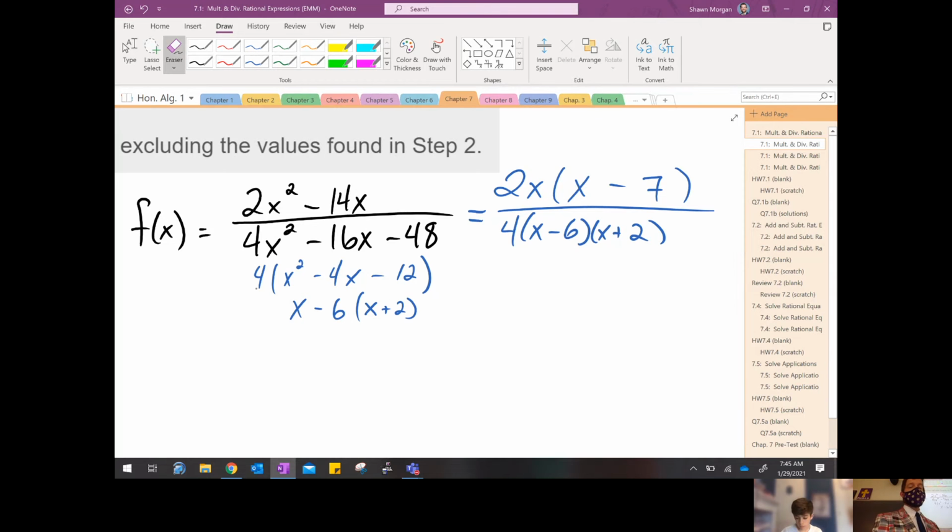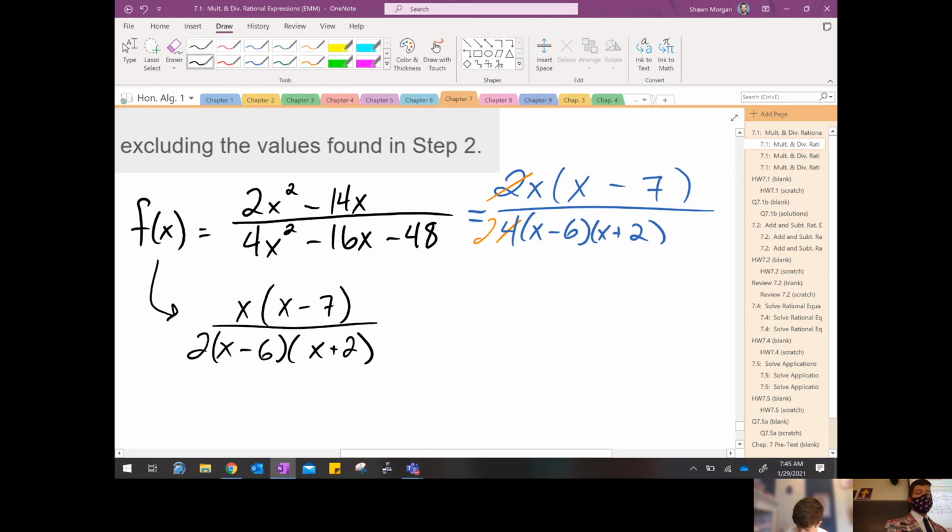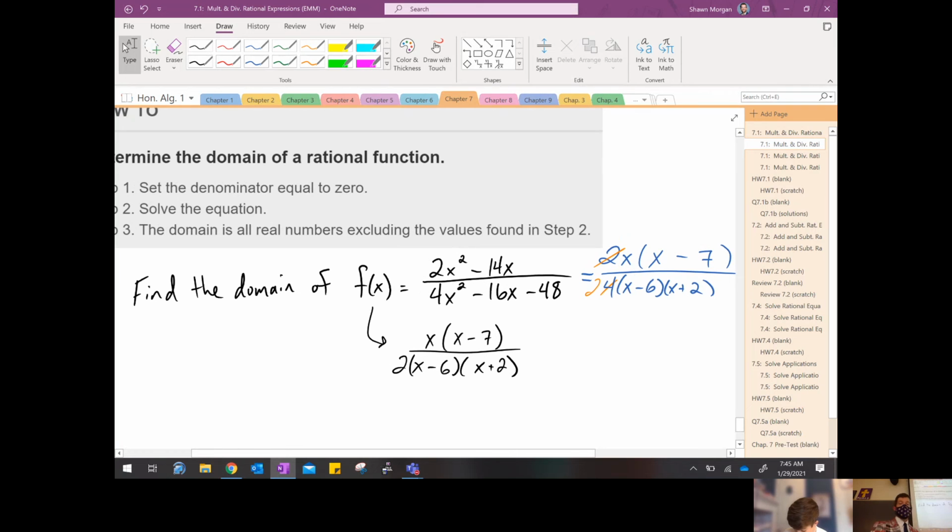Now, does anything cancel out here? Yeah, a 2 cancels out. And that's not going to affect the roots of my denominator at all, but it will make my fraction a little bit nicer, right? So we could rewrite f in simplified form as x minus 7, over 2, x minus 6, and x plus 2. All right? So that's what a good first step looks like. Factor everything, and then see if anything cancels.